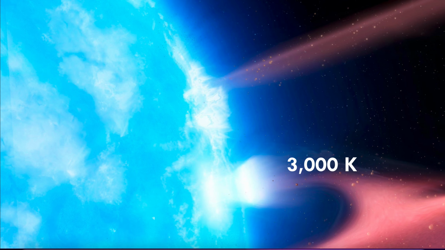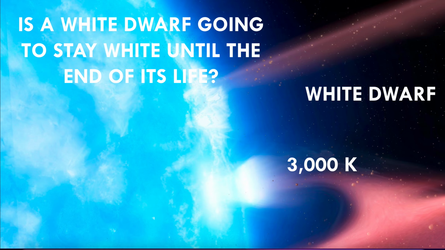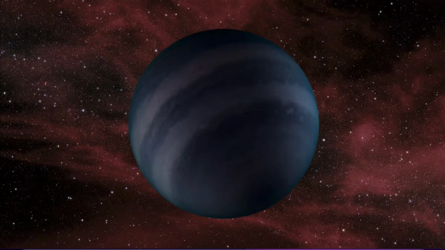This is the beginning of one of its ending stages, which is called a white dwarf. White dwarfs are known for their glowing white and light blue color. Even though it is cooler than a red giant, it is still hotter than itself in its main sequence stage. So, is a white dwarf going to stay white until the end of its life? Nope! As millions of years pass by, it slowly begins to cool down even more, entering the stage of the black dwarf, which is the opposite color of the white dwarf.